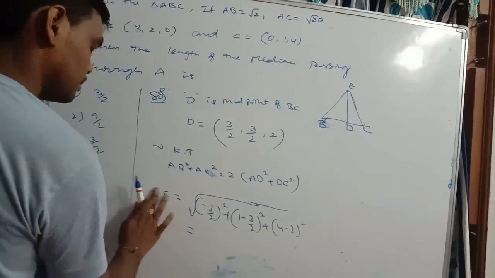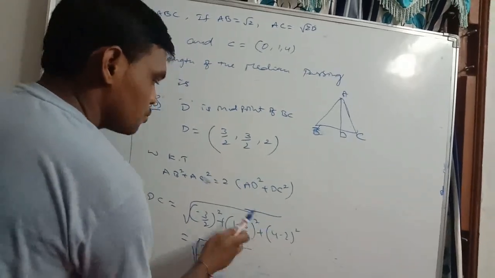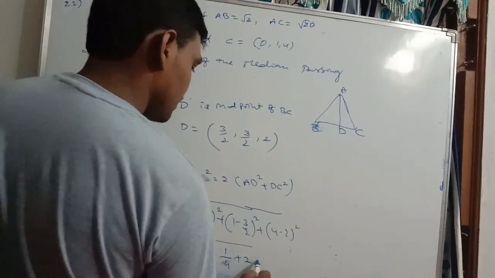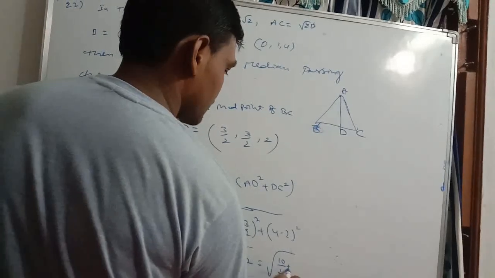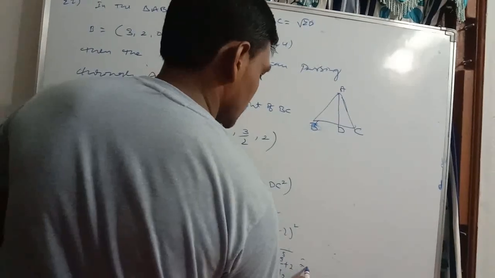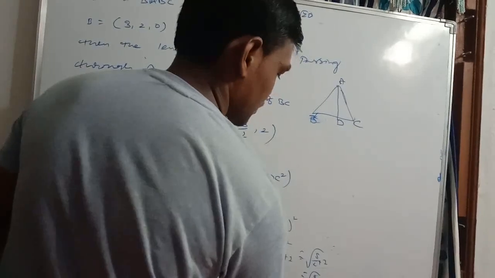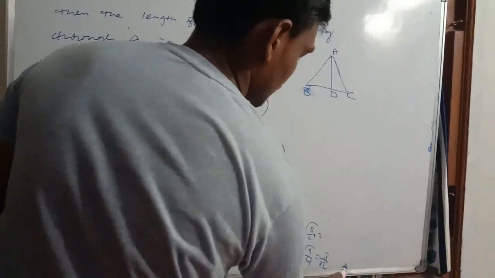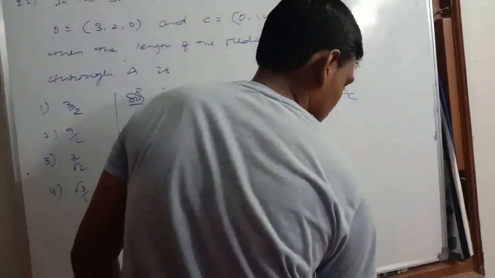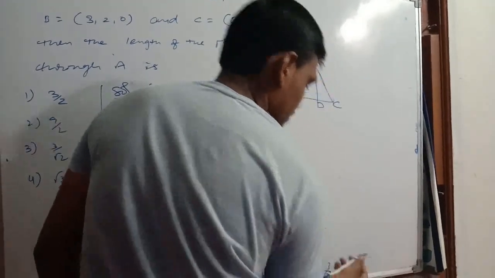Now here 9 by 4 plus 1 by 4, 10 by 4, 10 by 4 plus 2. Now this is 5 by 2, and this is equal to 5 by 2 plus 2, and this is 9 by 4, and this is 3 by root 2, 9 by 4, and this is 3 by 2. Okay, sorry, 9 by 2, and this is 3 by root 2.